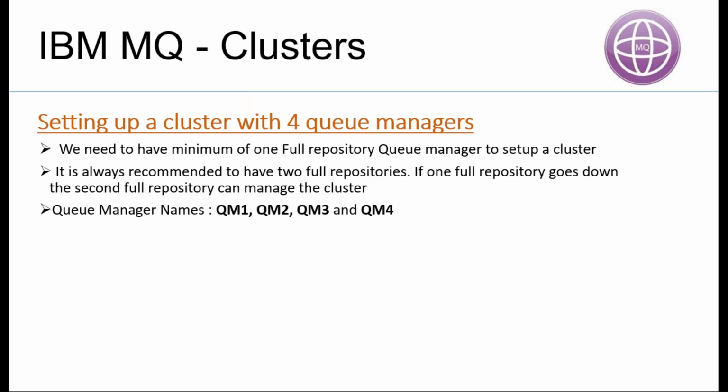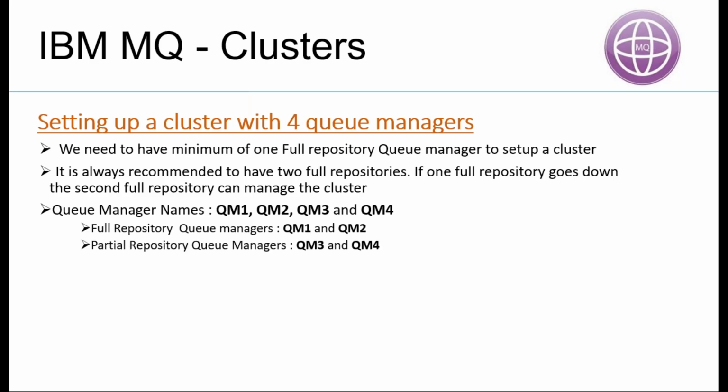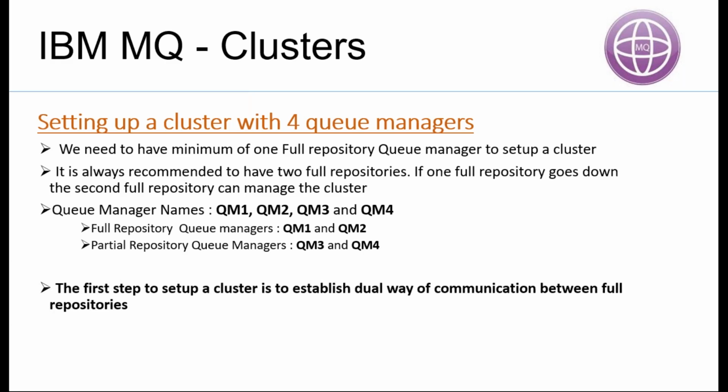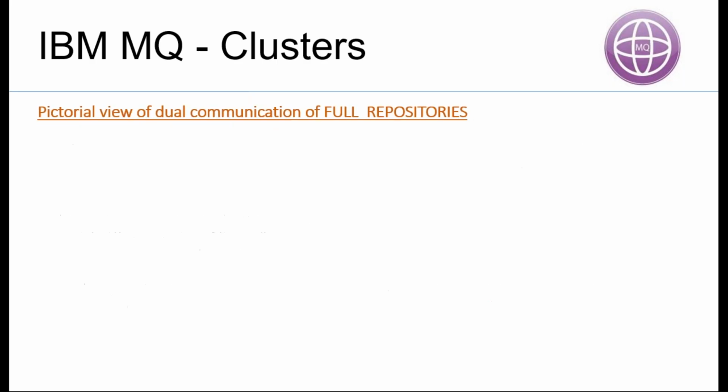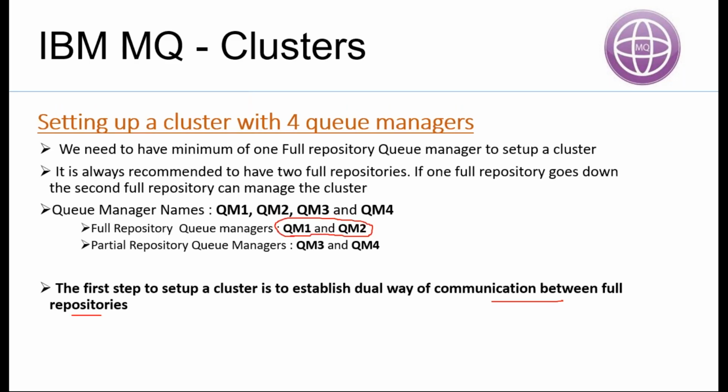So for this training, I am going to take 4 queue managers: QM1, QM2, QM3, and QM4. QM1 and QM2 I am going to treat as full repositories, and QM3 and QM4 I am going to make partial repositories in this cluster. The first step to set up a cluster is to establish communication between the two full repositories. It means, first of all, we need to establish communication between QM1 and QM2, because I want to add these two as full repositories.